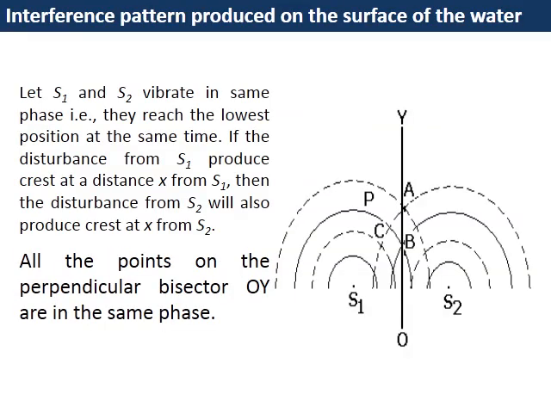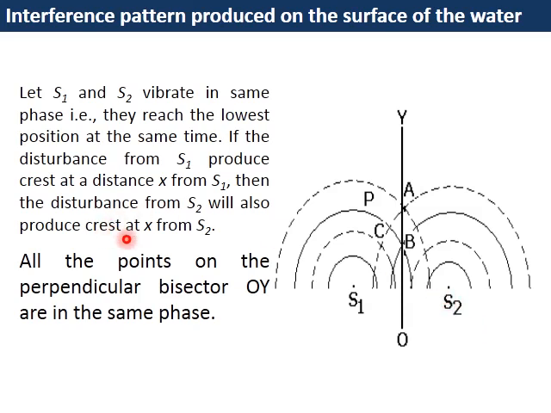Now we come to the interference pattern produced on the surface of water. As you can see here, we have two points, that is sources S1 and S2. Let S1 and S2 vibrate in the same phase. That is, they reach the lowest position at the same time. Now if the disturbance from S1 produces a crest at a distance x from S1, then of course the disturbance from S2 will also produce a crest at a distance x from S2.